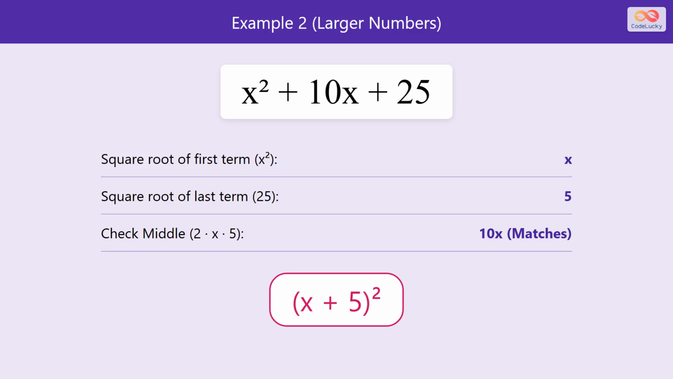Here is a slightly larger one, x squared plus 10x plus 25. The square root of x squared is x. The square root of 25 is 5. Check the middle. Does 2 times x times 5 give us 10x? It does. So our answer is the quantity x plus 5 squared.